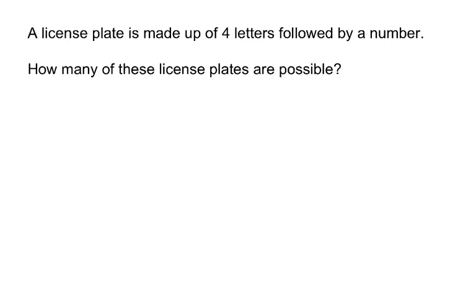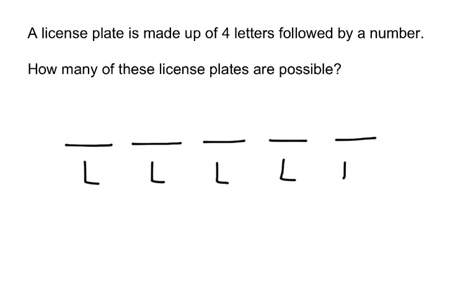Well, we're going to use the fundamental principle of counting, which is how many choices are there for each space? Multiply those together. So rather than just trying to spit out some number that might be right, we're going to take our time here and say, okay, I've got a license plate that has 4 letters followed by a number. All right, so how many possibilities are there for each space? Then we're going to multiply those together.